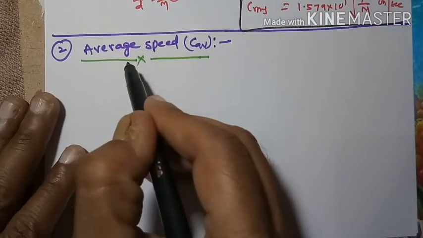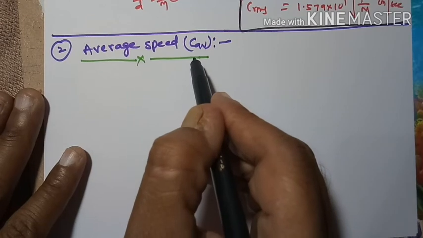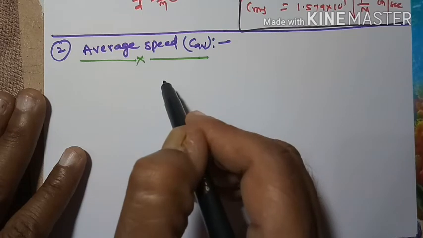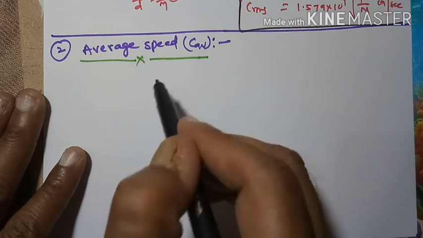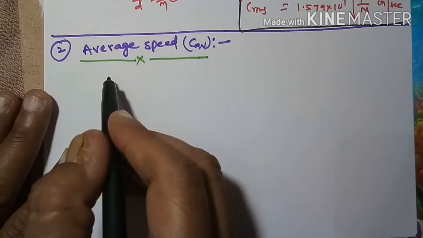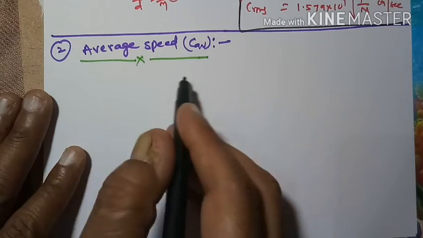Next, speed: average speed. What is meant by average? Average is nothing but the sum of the velocities divided by the total number of molecules. The sum of the speeds divided by the total number of molecules is called the average speed. So the average speeds of the different gas molecules is called the average speed.